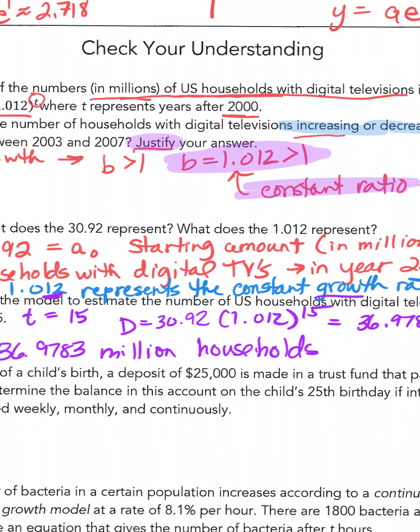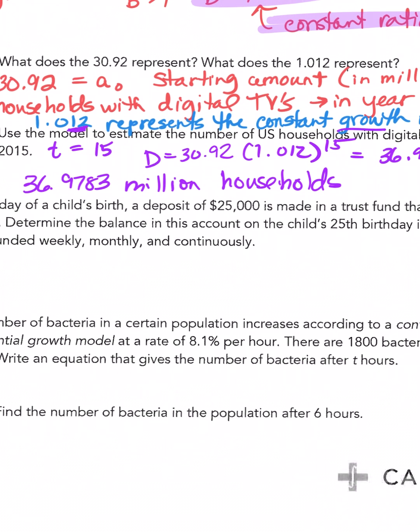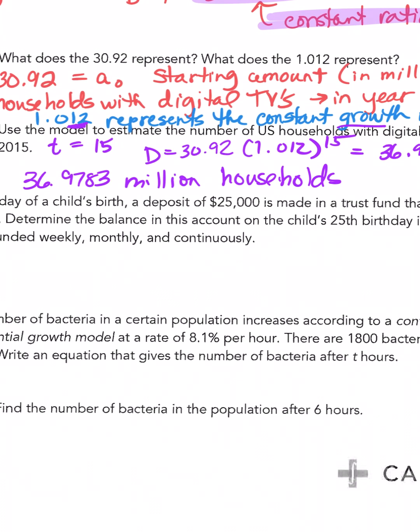Okay? Now, part 2. On the day of a child's birth, you're going to deposit $25,000 in a trust fund that pays 8.75% interest. So we want to know the amount on the child's 25th birthday, weekly versus monthly and continuous. So let's start with weekly.